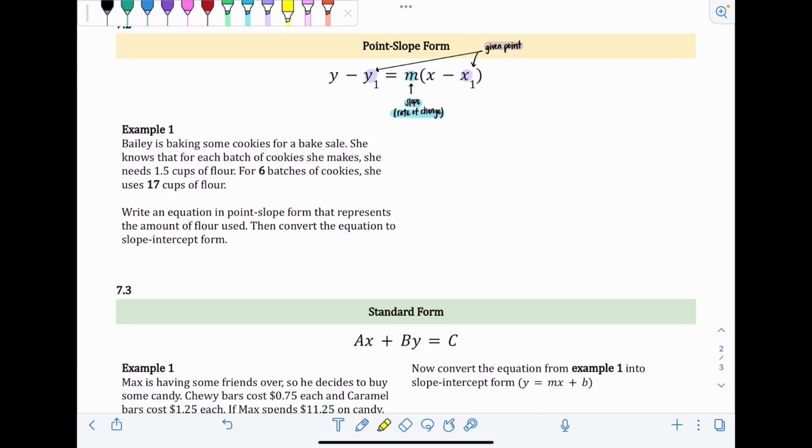So example 1, Bailey's baking some cookies for a bake sale. She knows that for each batch of cookies she makes, she needs 1.5 cups of flour. For 6 batches of cookies, she uses 17 cups of flour. So write an equation in point-slope form that represents the amount of flour used, and then convert the equation to slope-intercept form. So point-slope form, that is that formula that's up at the top of the video right now. And then slope-intercept form, that's y equals mx plus b. So that's our ultimate goal.